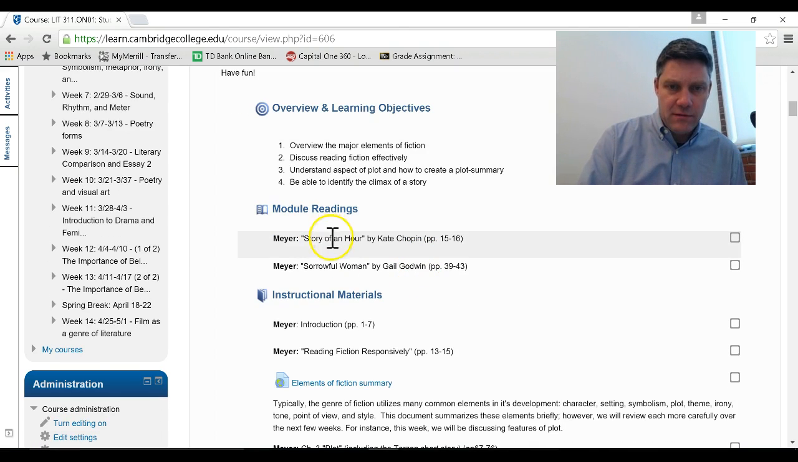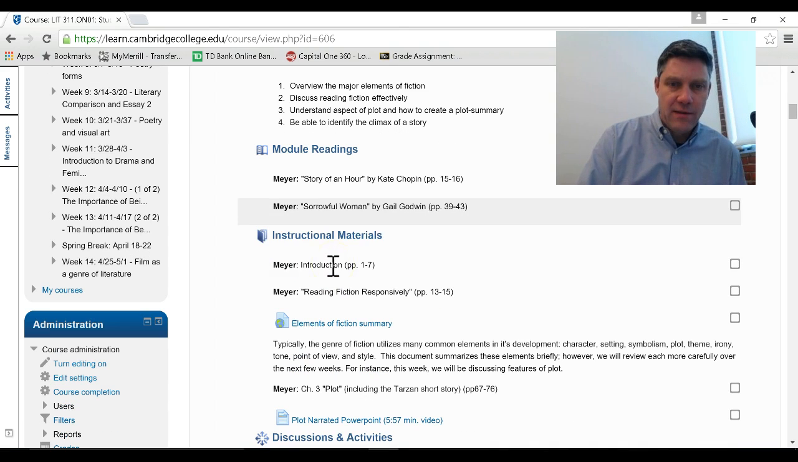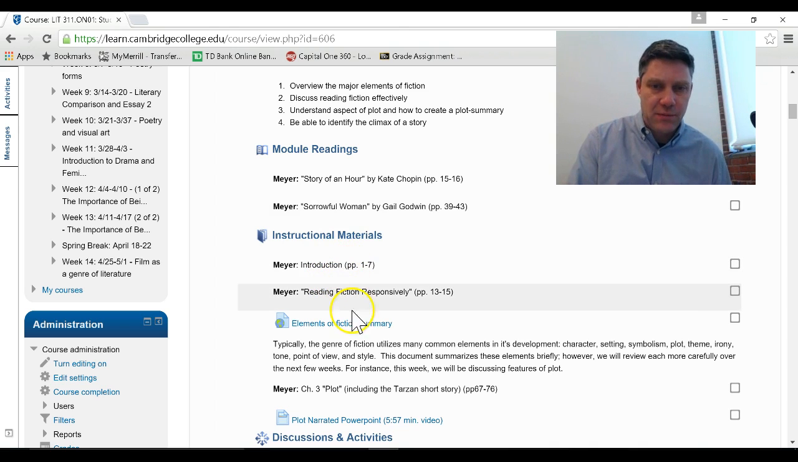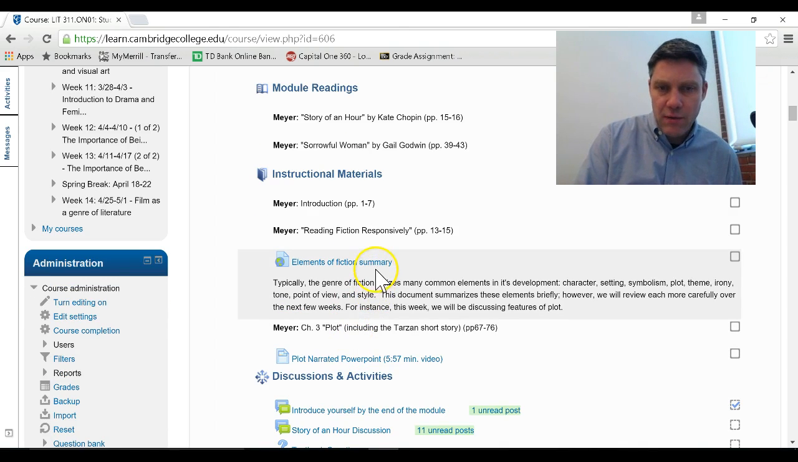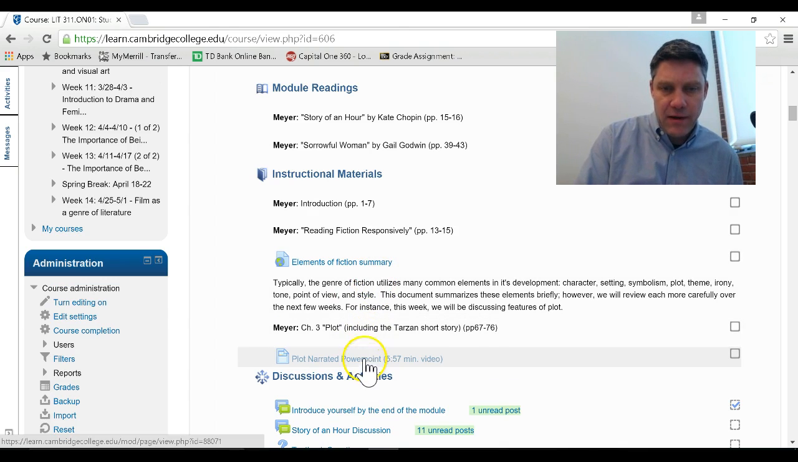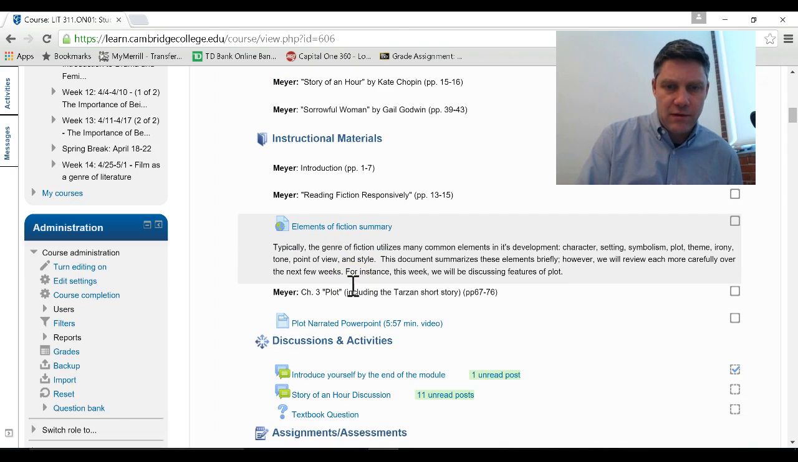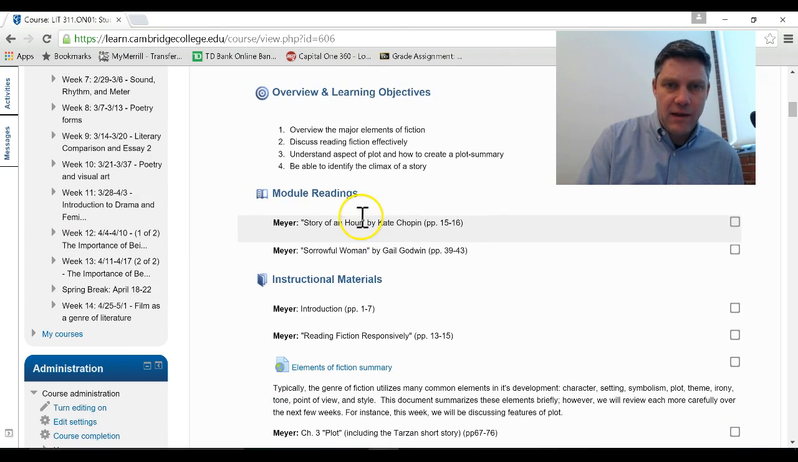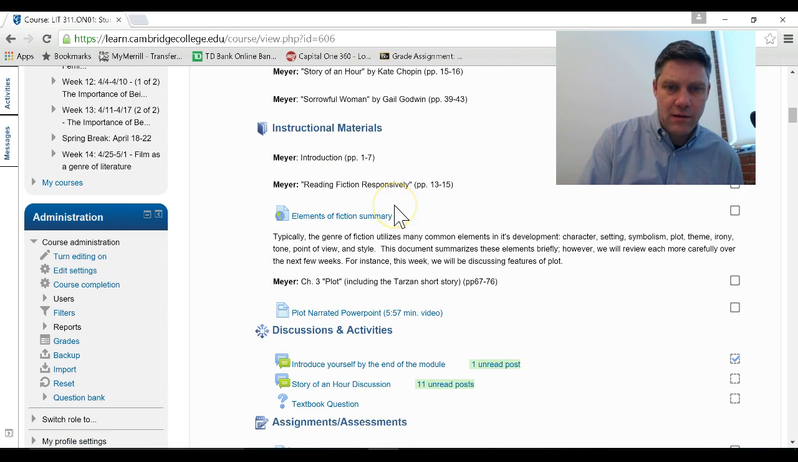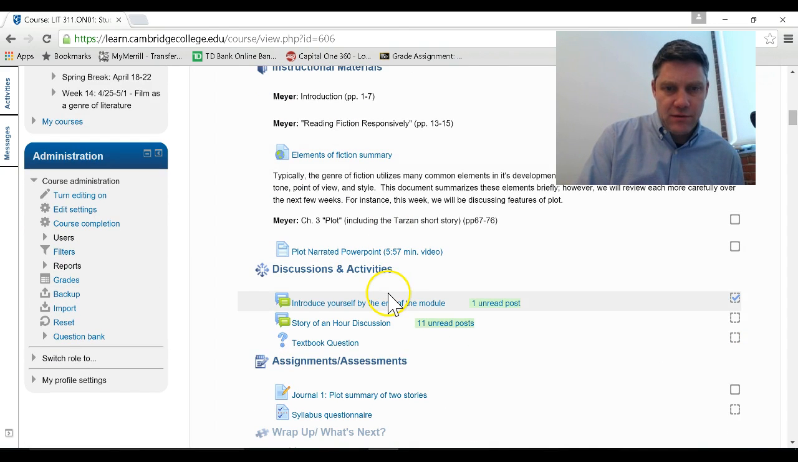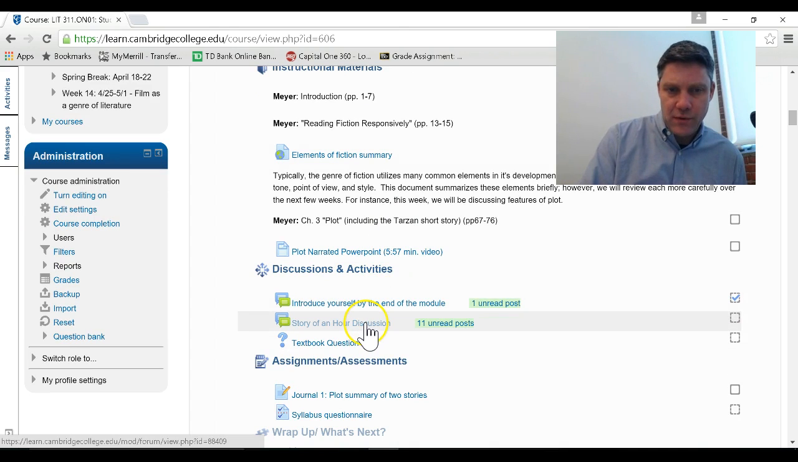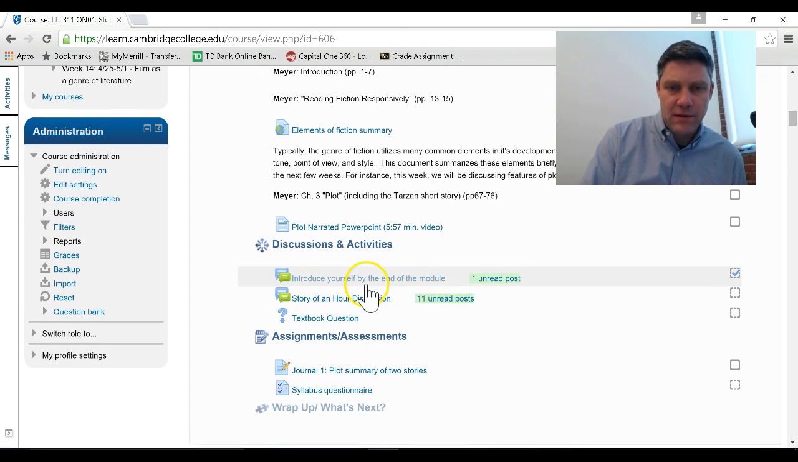There are readings. These are the literary texts that we're going to be reading. There are instructional materials. These are a combination of readings from the textbook and PowerPoints or narrated PowerPoints or videos that I found online that help to convey the learning objectives for the week. Then there's discussions, and usually we'll have 2 discussions per week, except on weeks when we have essays.